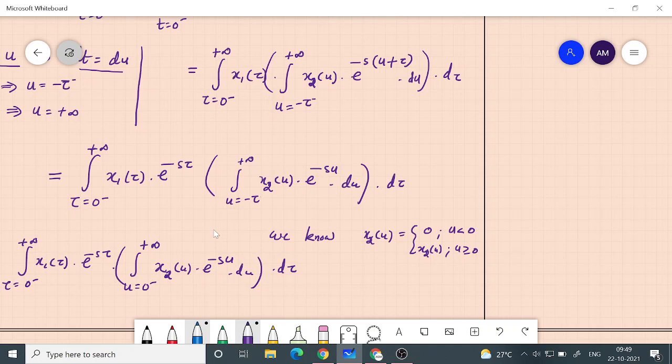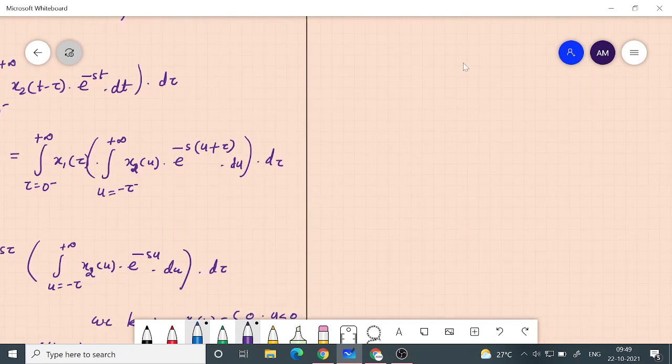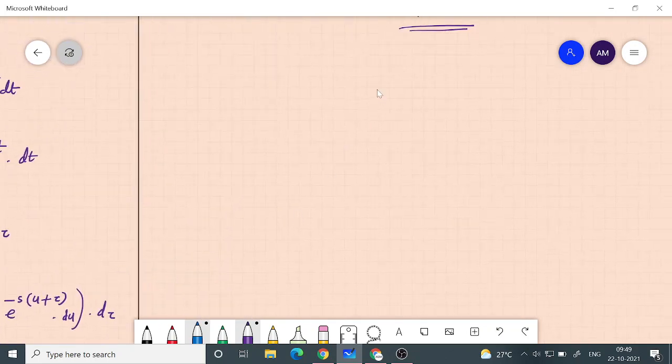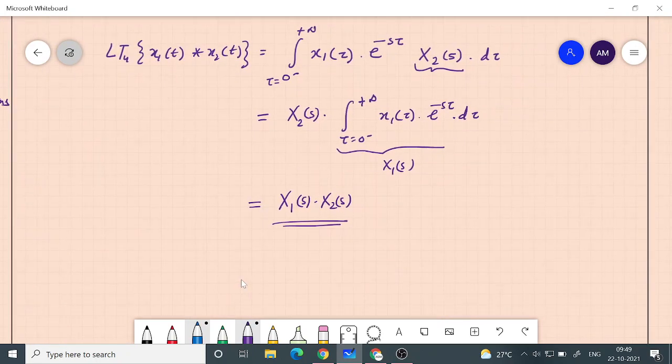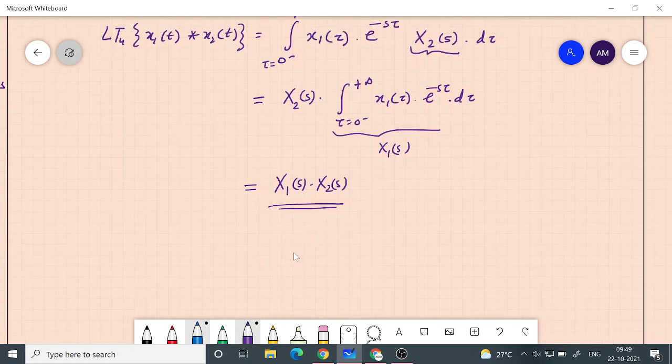So that is what we mean by causal signal. In the case of causal signals, the unilateral Laplace transform of the convolution of two signals is equal to the product of their individual Laplace transforms. So this is a very useful property.